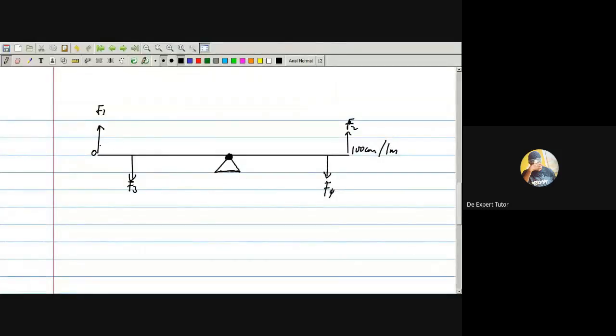Now pay attention to something. Let's say the perpendicular distance of this force to this knife edge, let me call that x1. And the distance from this point to this force F2, I will call that x2. You'll be able to find the distance, don't worry. This one from here to here, let me call the distance x3, while from here to here, let me call the distance x4.